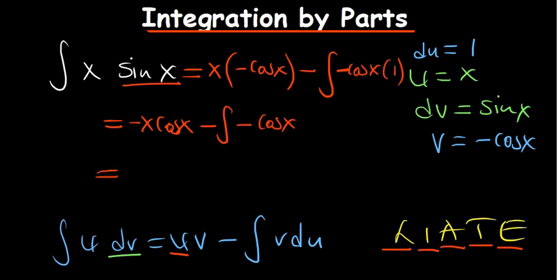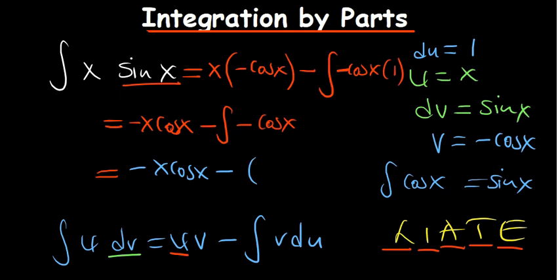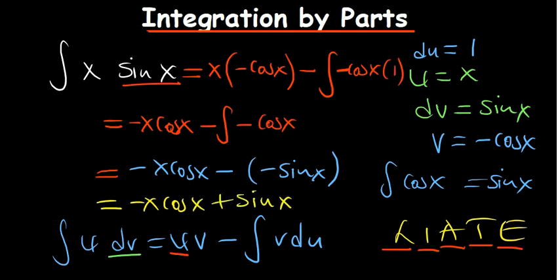The integral of cosine of x is sine of x, because the derivative of sine of x gives us cosine of x. So the negative will also give us negative sine of x. So that gives us negative x cosine of x plus sine of x. Of course, don't forget plus c. In the past 2 questions we've forgotten to add plus c, so after integration we always add a constant c.